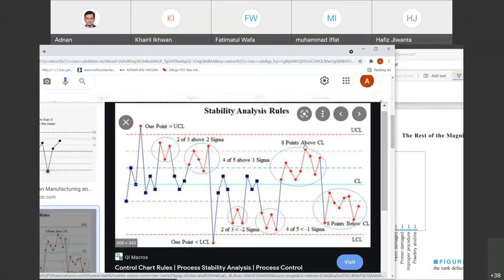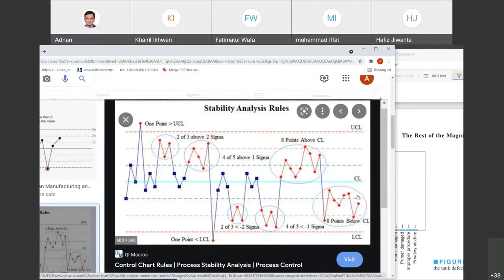The other rule says that 8 points above the central line. So this is the central line, 1, 2, 3, 4, 5, 6, 7, 8. More than 8 in this case, but it only needs 8. In natural fluctuation, the points must go above and go below the central line, one point goes up and then goes down, up, down, up, down. You cannot have more than 2 on one side. If you have 2 continuously, it's already unstable. So the points should go down to the other half of the control limit. This also happened in this case, 8 points, but on one side.